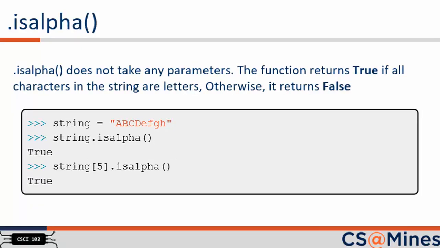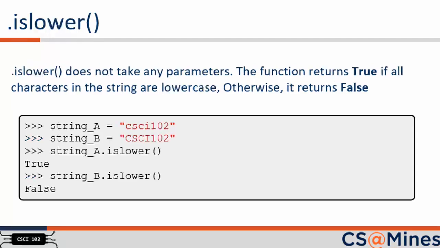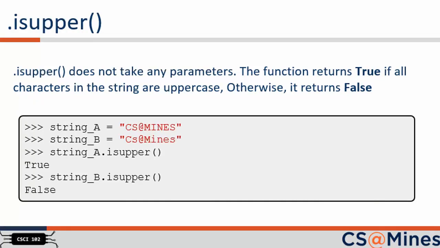Likewise, the function isAlpha returns true if all characters in the string are letters. Otherwise, it returns false. As seen by the example on the slide, it does not matter if the letters are uppercase or lowercase. IsLower also does not take any parameters. The function returns true if all characters in the string are lowercase, otherwise it returns false. Notice the presence of non-alpha characters does not affect the function call. IsUpper behaves the same as IsLower, but evaluates to true only if all the alpha characters are uppercase.